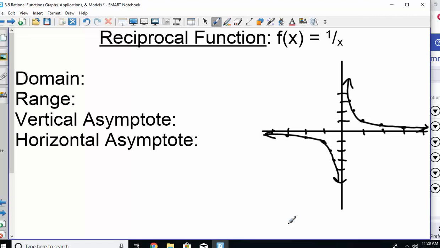What's the domain of that? Okay, you're hitting everything but 0. What's my range? It's going to be the same thing, isn't it? If you go from the bottom up, you're hitting all these negatives, it stops at 0, and then you hit all the positives.